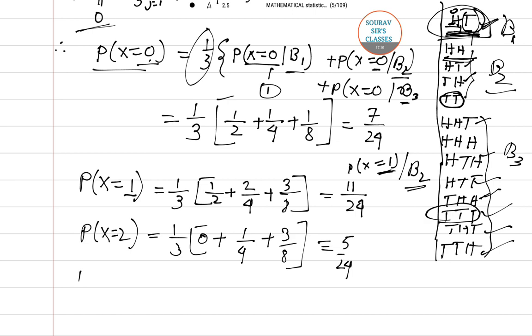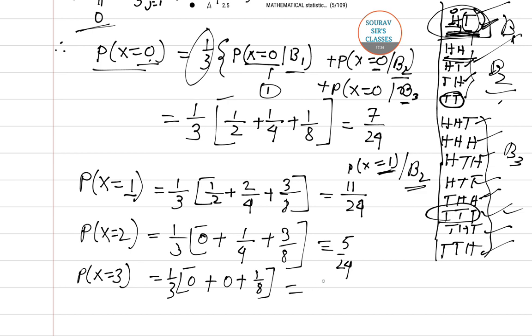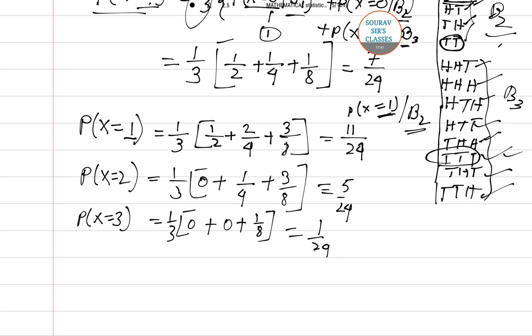Now when head is occurring 3 times, similarly, if you do it the same way, for the first 2 there is no time when head is occurring, and for the last one, head is occurring 3 times, only one case is there, so it will be 1 by 8. Now if you solve it, we'll get the value to be equal to 1 by 24. So far we have found the probabilities.